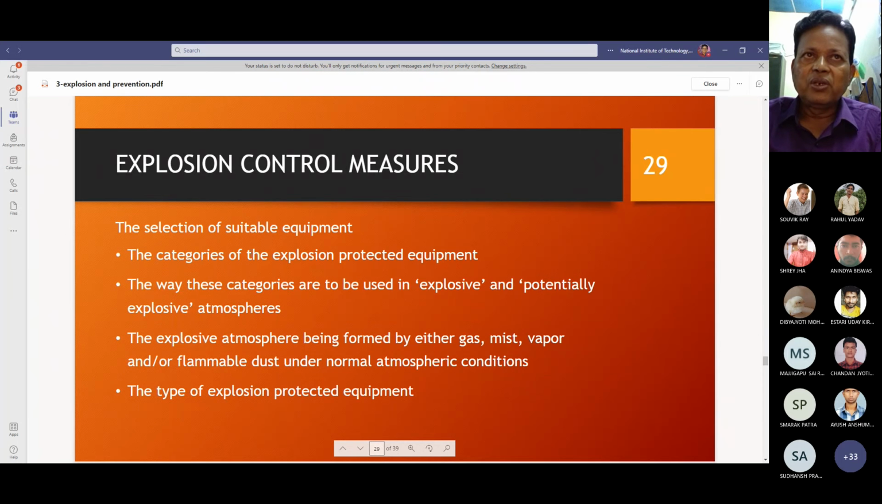The selection of suitable equipment: the categories of the explosion protected equipment, the way these categories are to be used in explosive and potentially explosive atmospheres. Explosive atmosphere being formed by either gas, mist, vapor, flammable dust, type of explosion protected equipment.